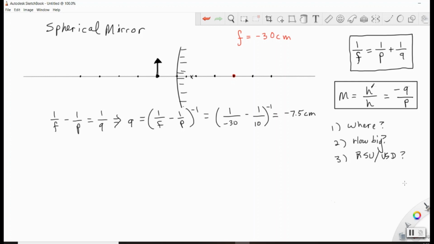X marks the spot. Now, is it going up or down, and is it larger or smaller? Looking at the magnification, we get negative q over p, which is equal to negative of negative 7.5 centimeters over positive 10 centimeters, and that works out to 0.75. It's going to be 3/4 the size of our object, right? So it's going to be located here at the X, and it's going to be about 3/4 the size of the object.